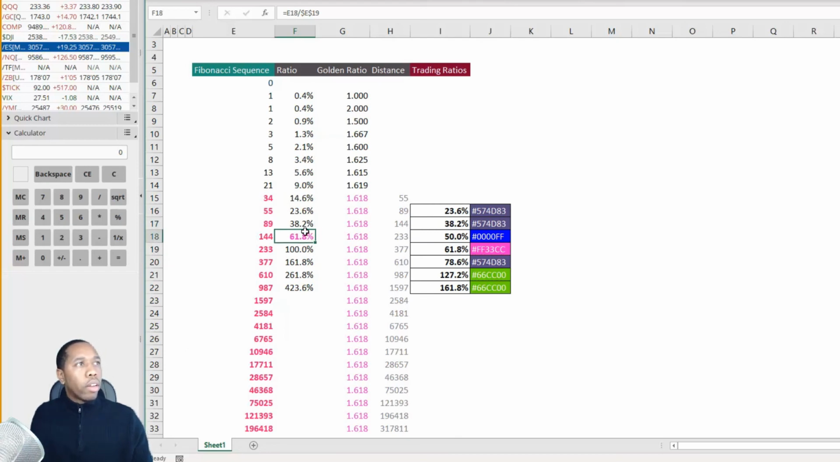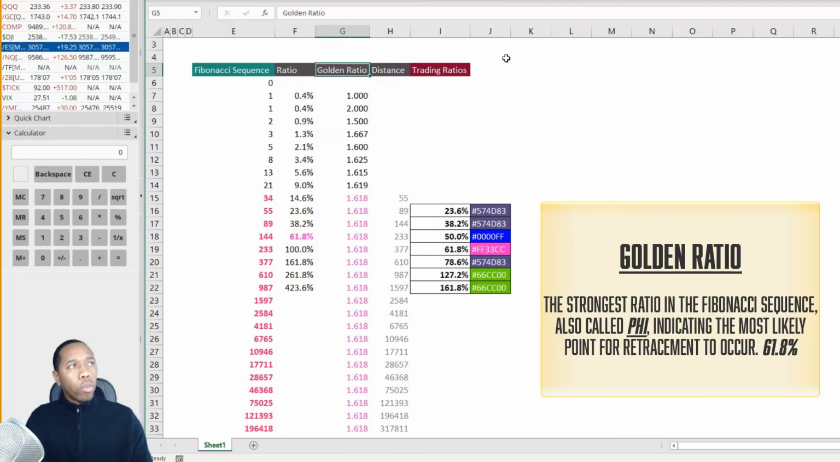Now the 618 ratio is the most important one. It is known as phi, which is P-H-I, and also the golden ratio. It has lots of names, like the golden divinity, right? Because it is like one of those, again, supernatural numbers. But the golden ratio is what's important, okay?